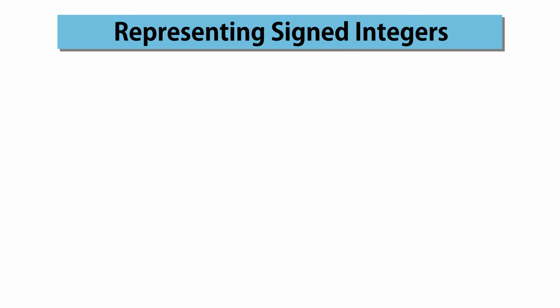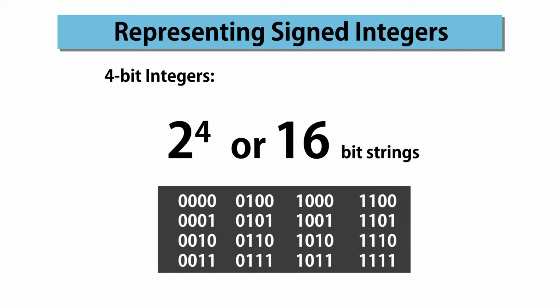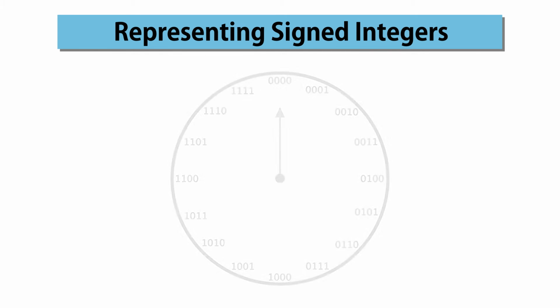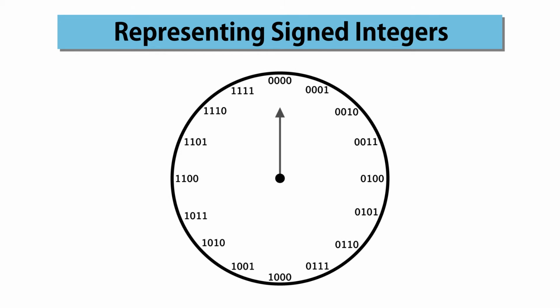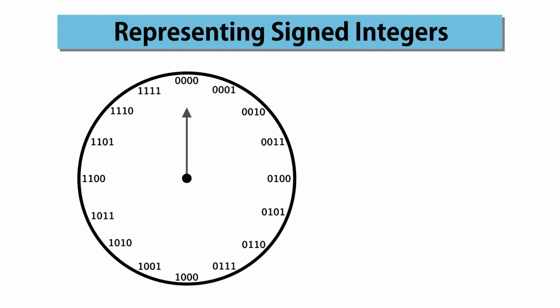But for simplicity, let's suppose we're working on a hypothetical machine with 4-bit integers. Using 4 bits, we have only 2 to the 4, or 16 different bit strings. It's convenient to represent these on a number wheel, as shown here. We'd like to use our 16 bit strings to represent some positive and some negative numbers, around the same quantity of each. So we need to figure out how to do that.